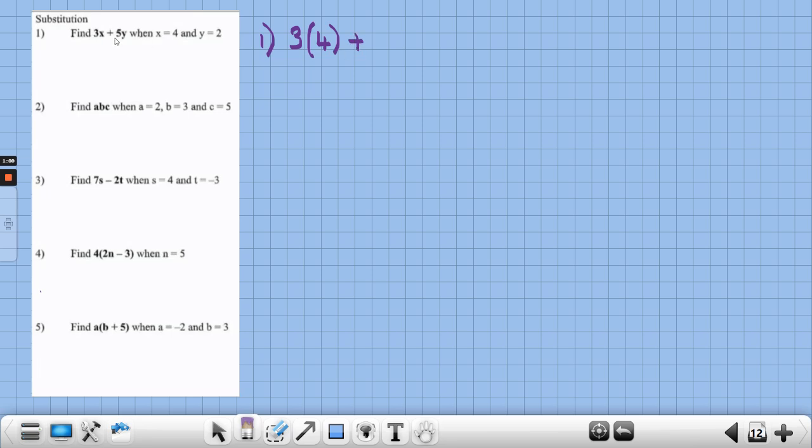And then we've got added to that 5y, y equals 2. So again, I'm going to put 5, and instead of the y, put a 2 inside the brackets. 3 times 4 is 12, plus 5 times 2 is 10, and we get an answer of 22.